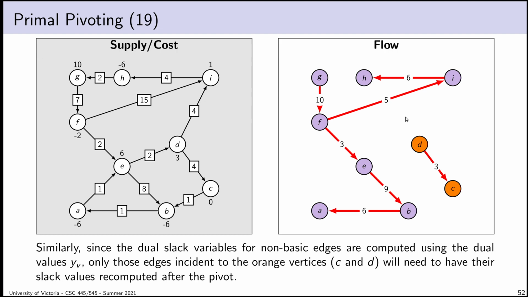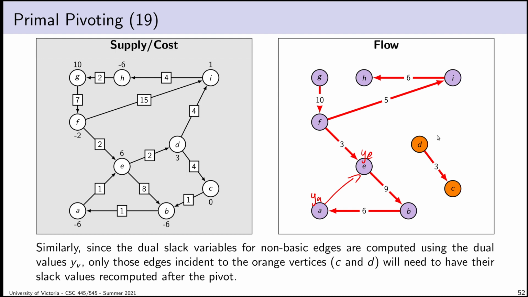Now, similarly, we also know that there are these dual slack variables, but the dual slack variables are computed based on the dual variables. So for example, there was an edge here, AE. So AE had some dual slack variable, but the dual slack variable only depends on the Y values. The dual slack variable only depends on these variables YE and YA. And because they don't change, any arc that connects strictly between vertices in the root component, the purple vertices, does not need its dual slack variable recomputed either.